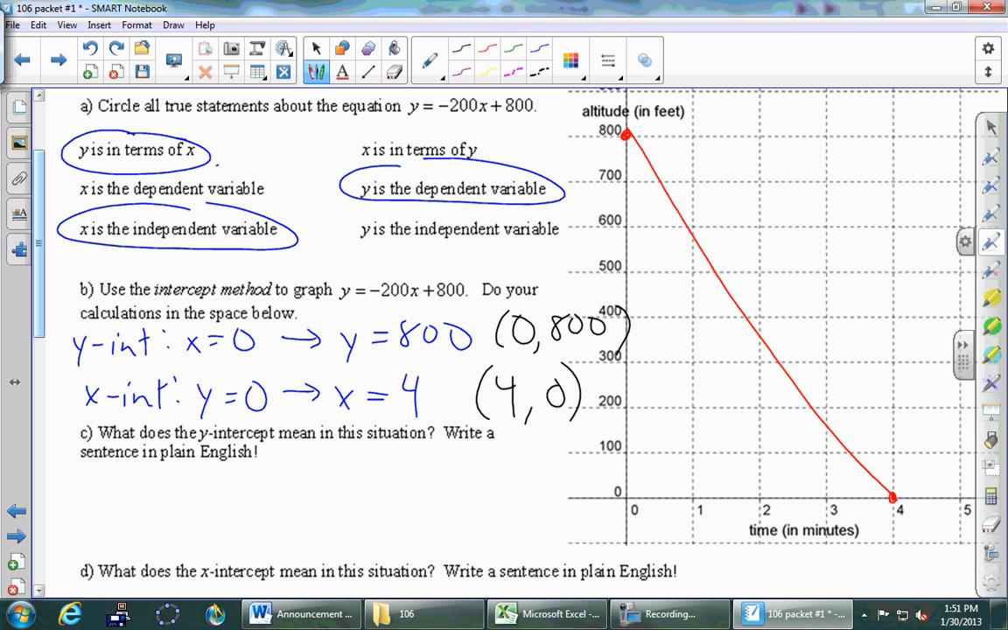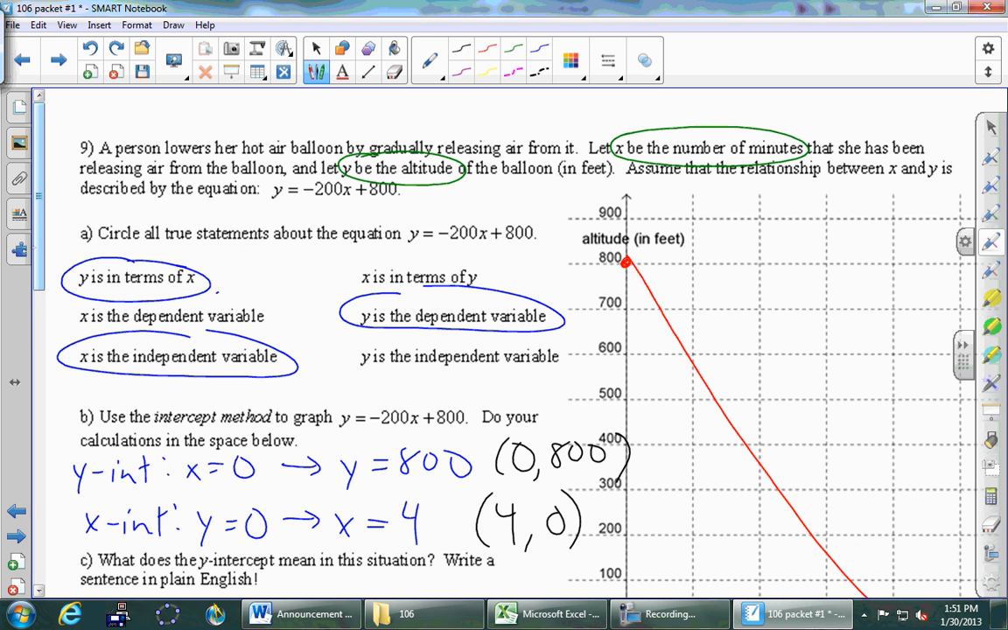I have to remind myself, what does x mean in this problem anyway? Well, I circled it up there in green. X is the number of minutes. So how many minutes away? 0 minutes, or even less than 1. Right at the moment we release the air from the helium balloon is when we start this experiment. So 0 minutes into this trip, the y is 800.